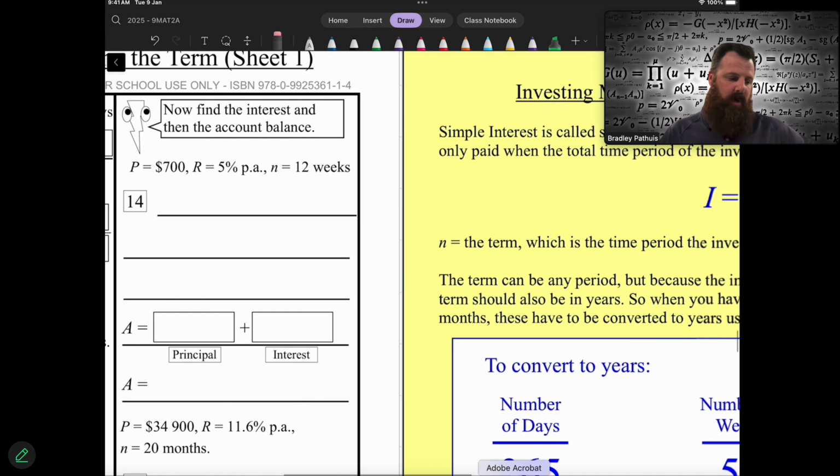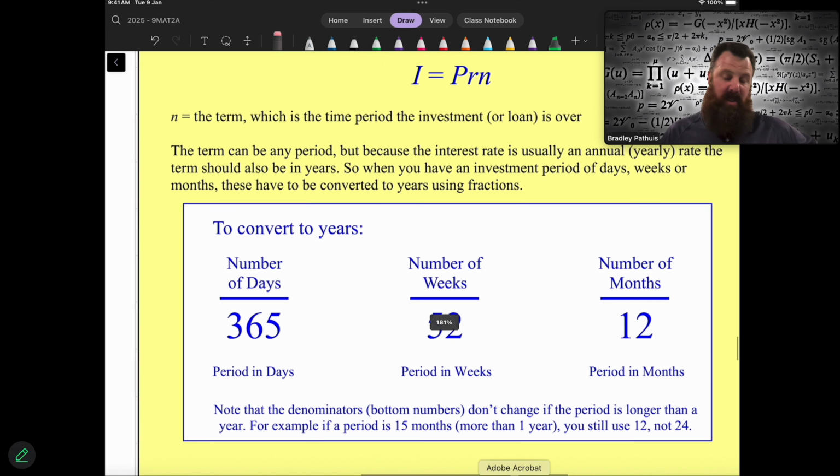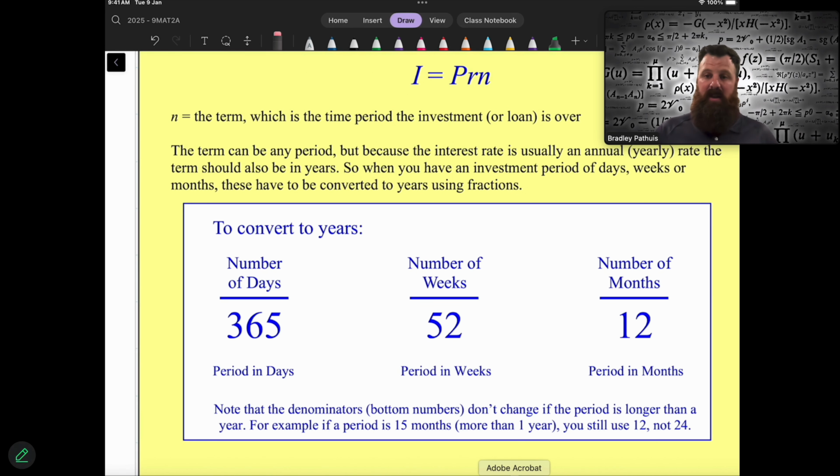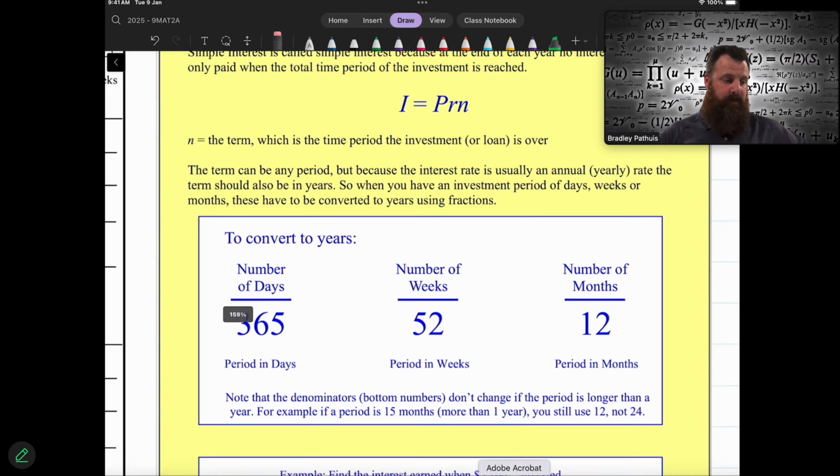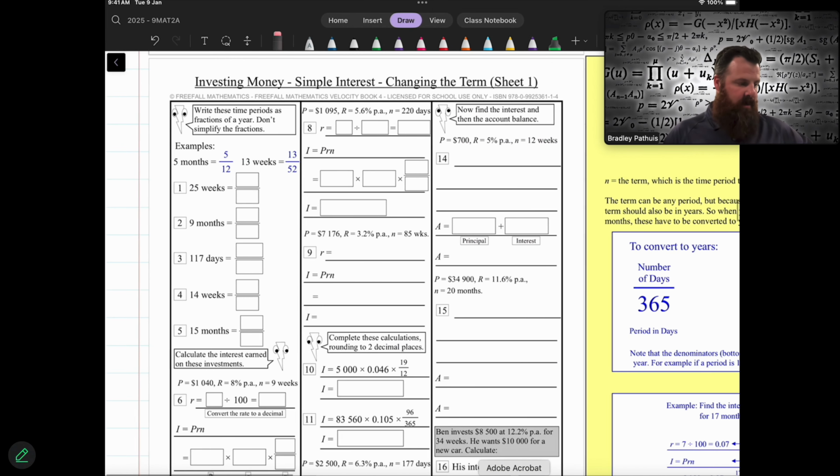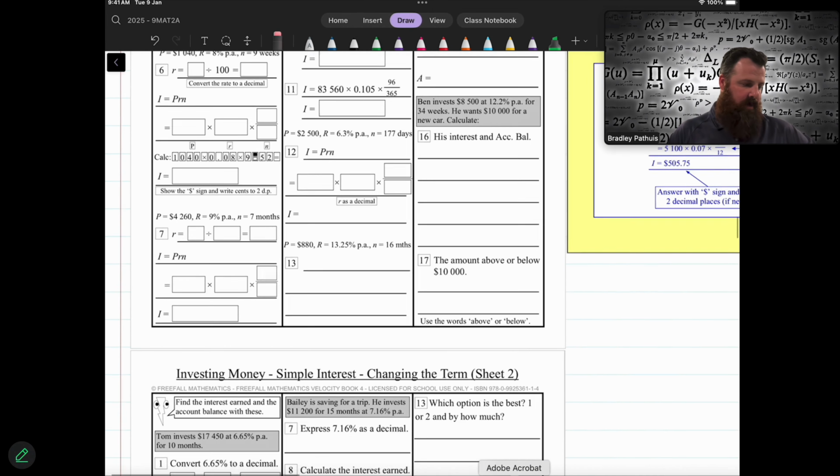And if we have a look over here, here's something handy for you guys to remember. To convert to years, whatever days I give you, divide it by 365. Whatever weeks, divide by 52. And whatever months, you're going to divide by 12. You have to use that in this second worksheet.